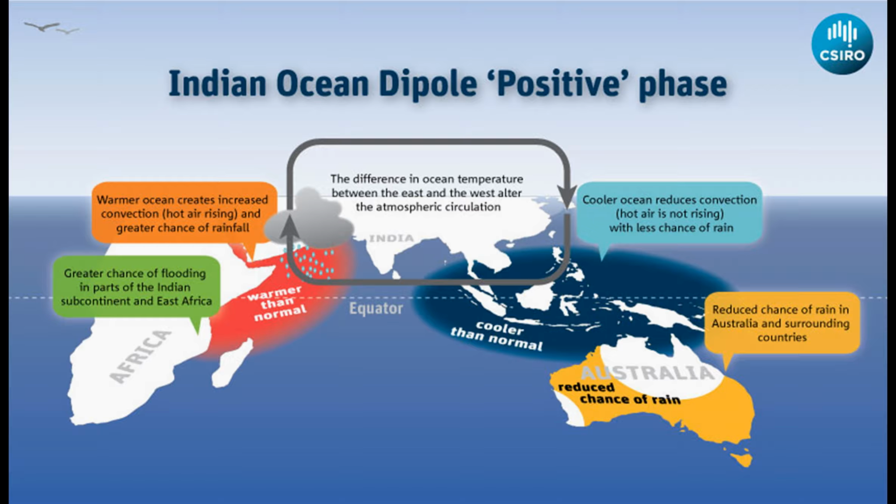Events like 2019 are not the worst of what the Indian Ocean Dipole can throw at us. We discovered that the 2019 Indian Ocean Dipole event is not the worst. In 1675, the Indian Ocean Dipole event was considered the worst in the past 500 years.